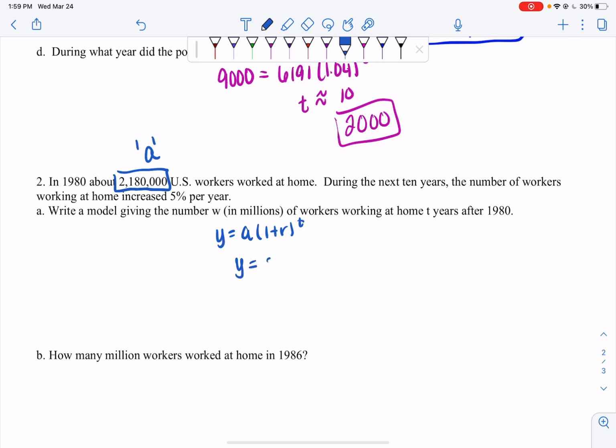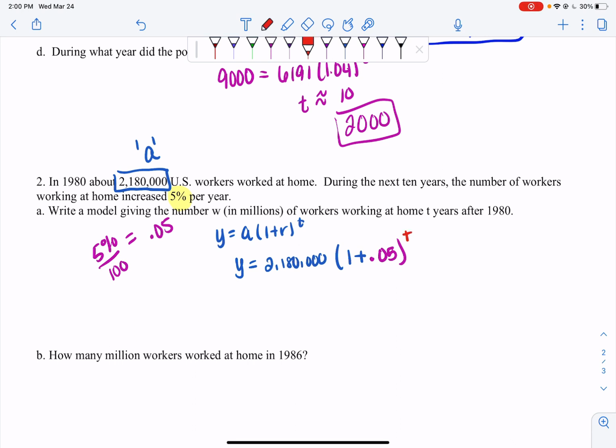So I have y equals 2,180,000 times 1 plus. Now I need to find my r value. Well, my r value is my percentage. So my percentage is 5%. So I take that 5% and I divide by 100. What's 5 divided by 100? 0.05. So I get 1 plus 0.05 to the t power. And that's your final answer. There's an issue though. If you look, it says in terms of w. So I'm going to erase my y and put a w, because you want variables in terms of w and t.